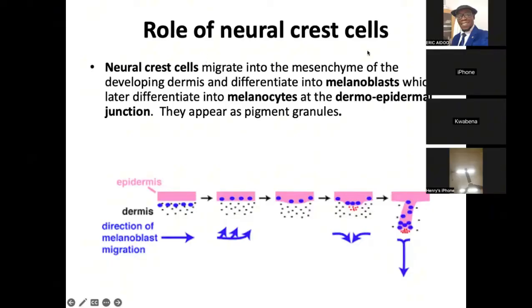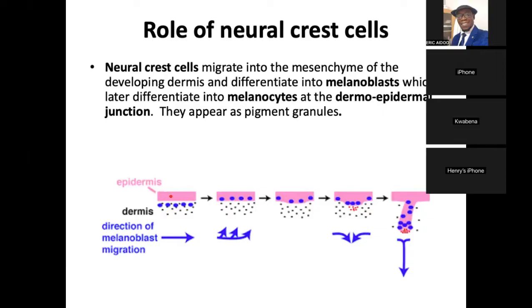We have the neural crest cells being able to migrate into the mesenchyme of the developing dermis, and they will differentiate into melanoblasts, which will later differentiate to melanocytes, and then we'll have some granules embedded in them. They do this at the junction of the dermis and the epidermis, which we call the dermo-epidermal junction. We want to use this diagram to explain what I just said.